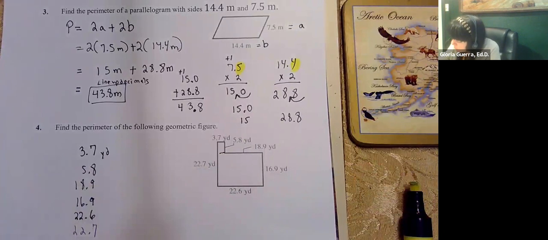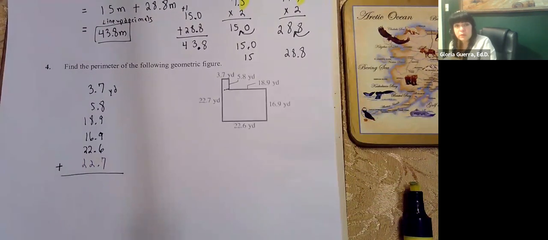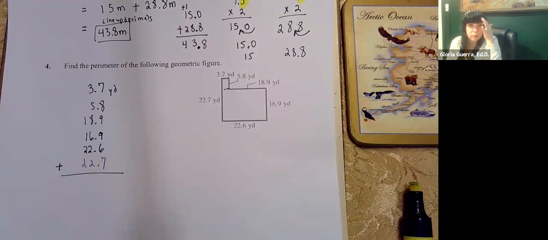1, 2, 3, 4, 5, 6. Now I have decimals. They're all lined up. Okay, so now what we should do is you should pause the video at this point. Pause the video and then add everything up and then check. So go ahead and do that.